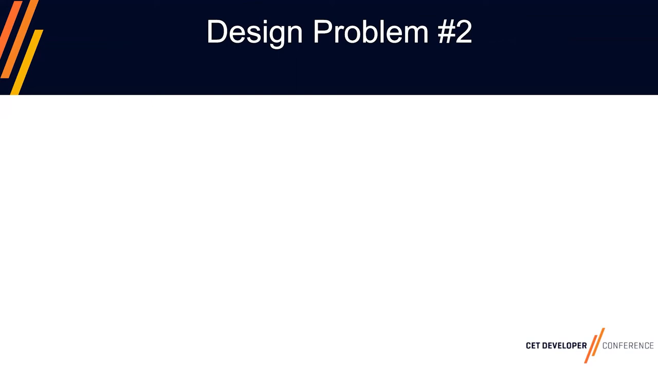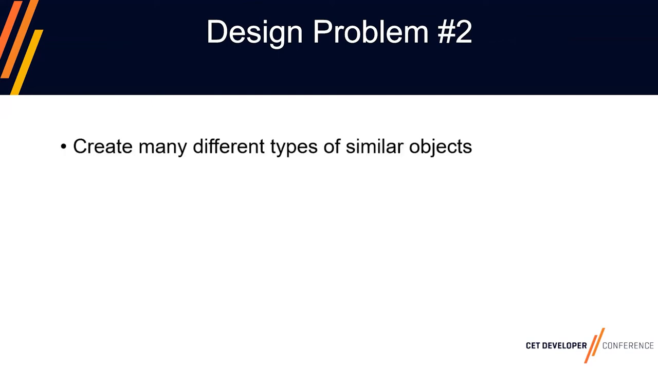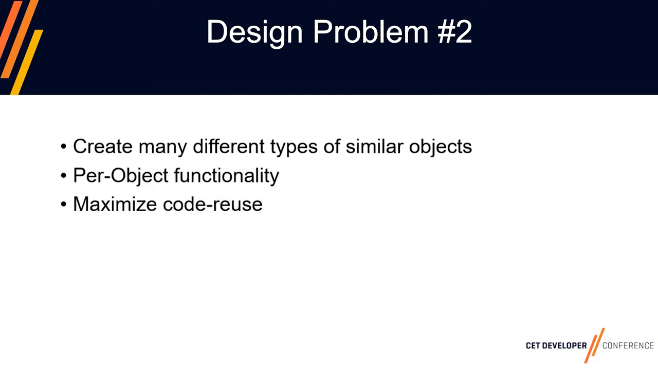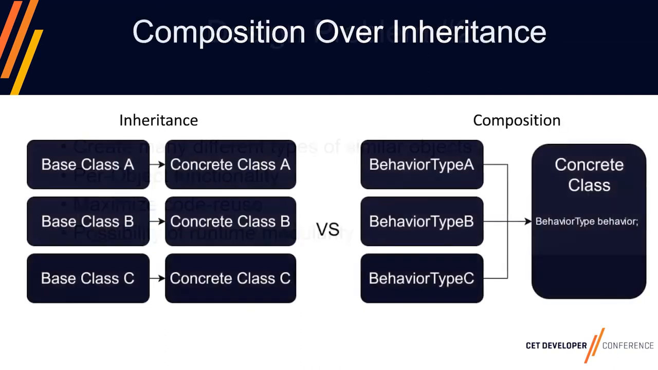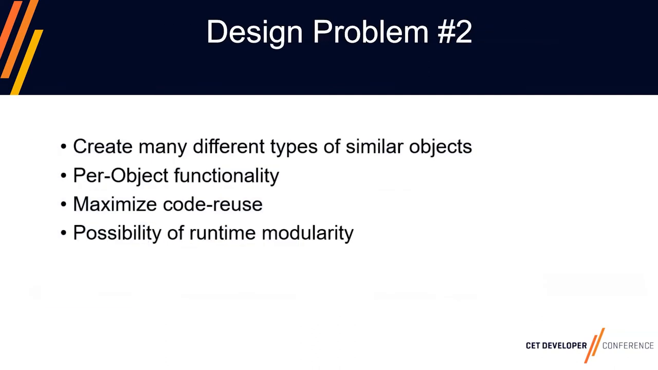So let's move on to another problem. Let's say we want a system where we have to create many, many different types of similar objects with per object functionality. We want a lot of code reuse. We want to reuse as much code as possible. We want to be able to change the functionality of these objects at runtime.